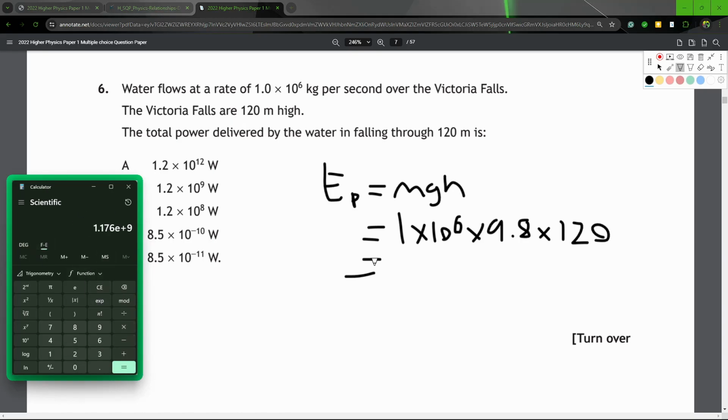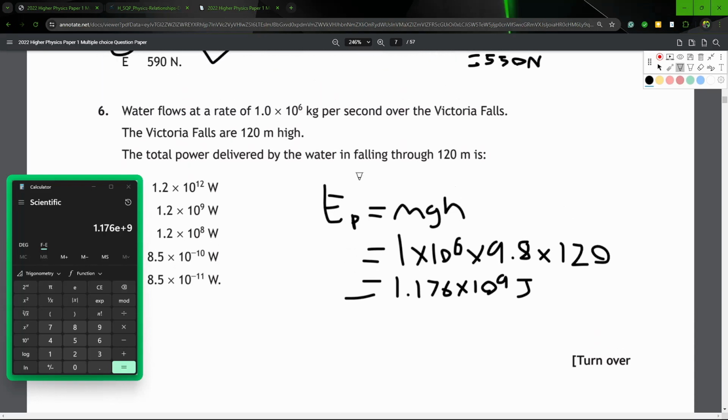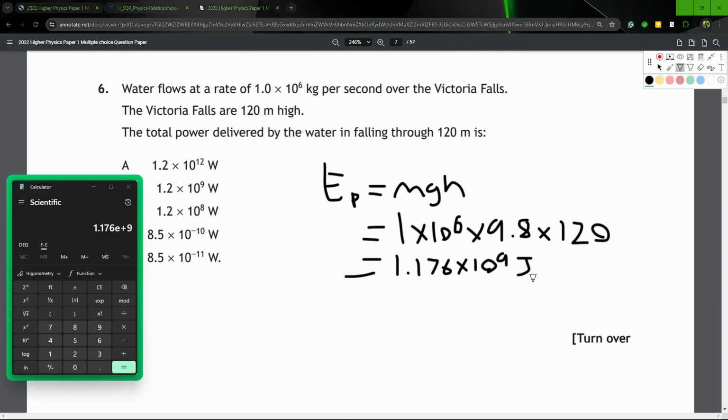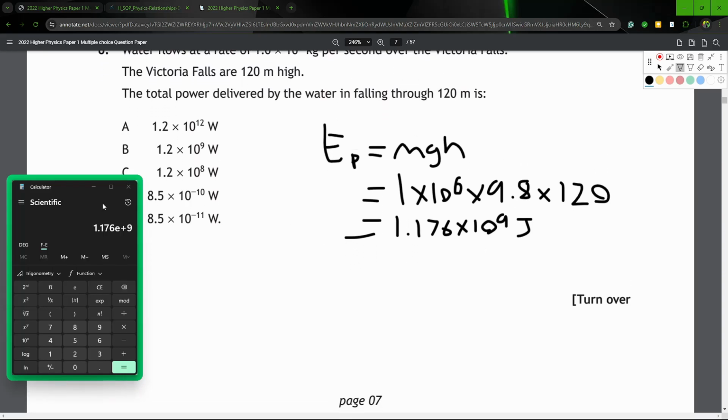And we're going to end up with this number, 1.176 times 10 to the 9 joules. Now remember, this is per second, which means this is the amount of joules per second, otherwise known as power. You could actually do the power equation, but t would just be 1, so you would just get this number.